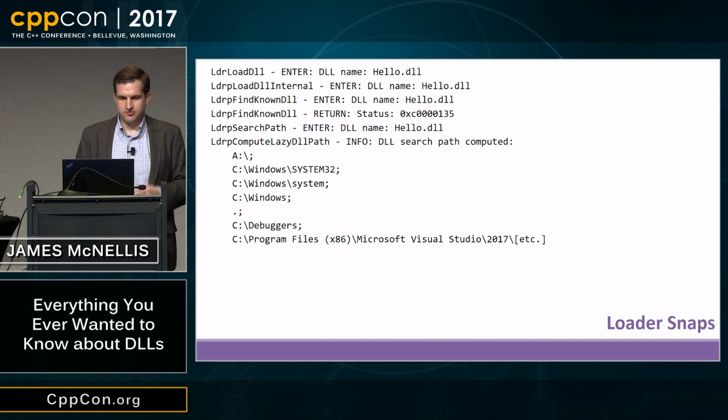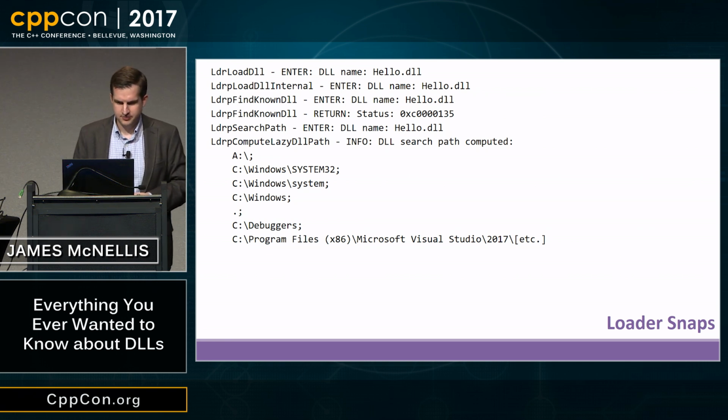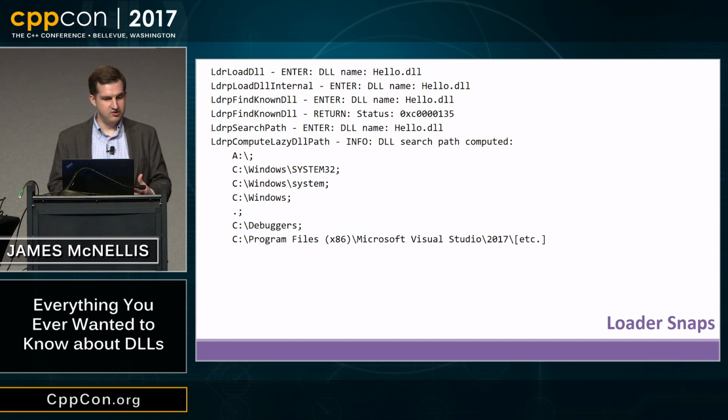So here's what it's going to print when it tries to load hello.dll, which is going to fail. It says, all right, I've started, I'm trying to load hello.dll. I'm going to see if it's a known DLL. It says, nope, it's not a known DLL, that's not it.